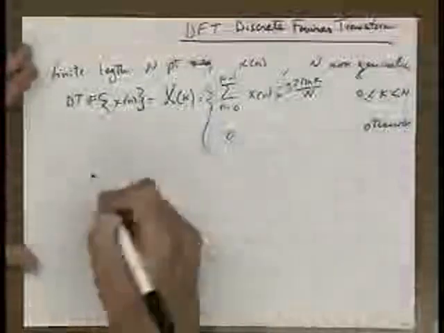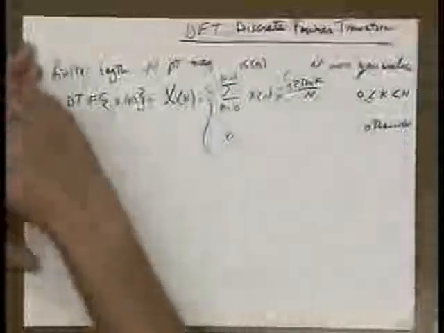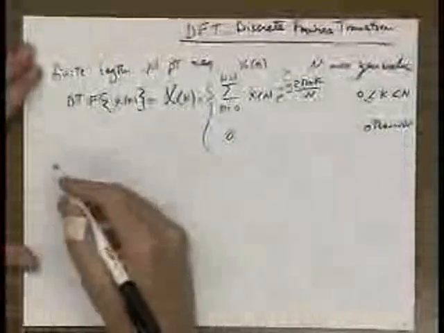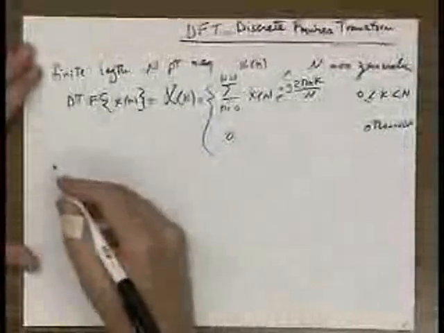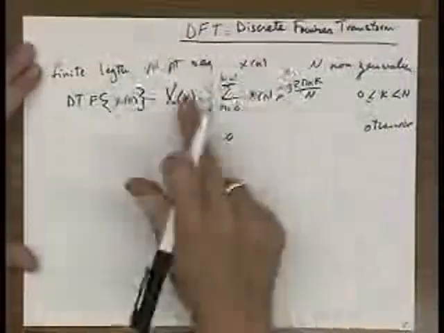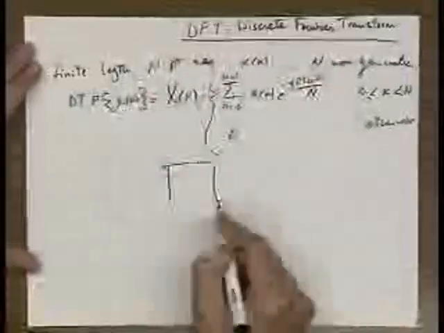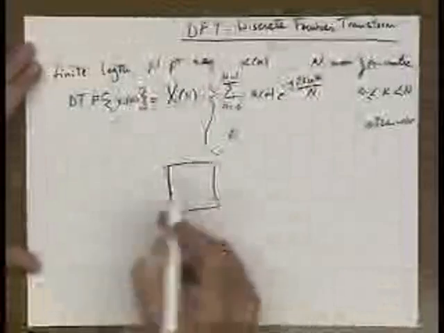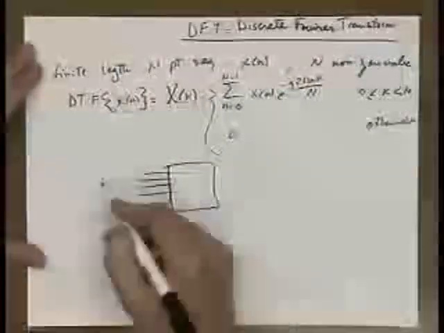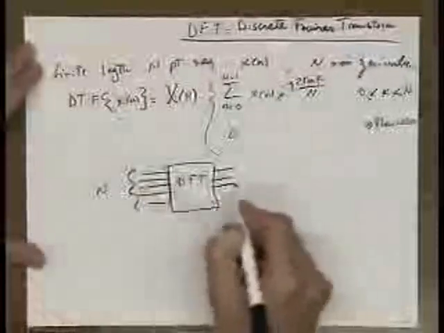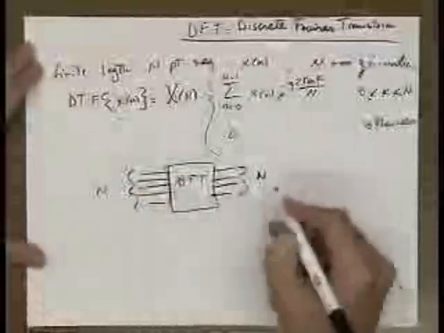And what we talked about before was that whenever you have an N-point sequence, you can take its N-point DFT to get N numbers out. So the picture that you have is N numbers into the DFT box and N numbers out.